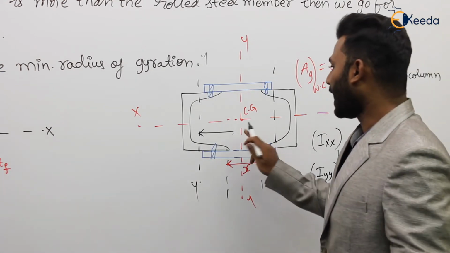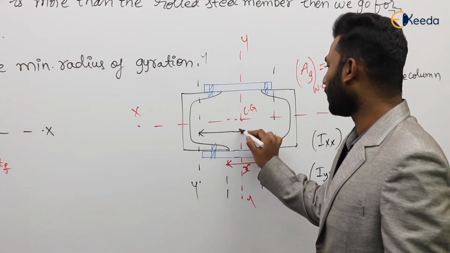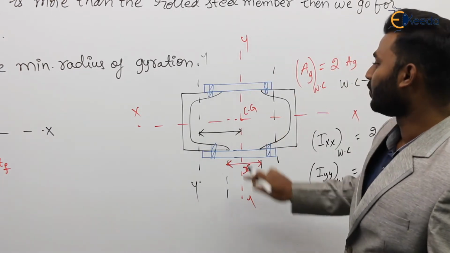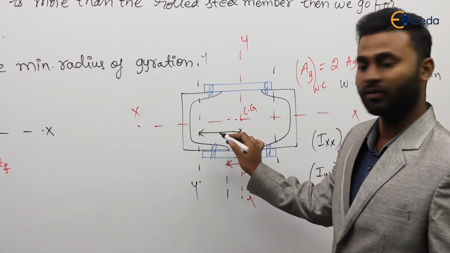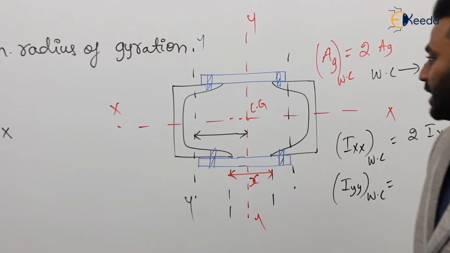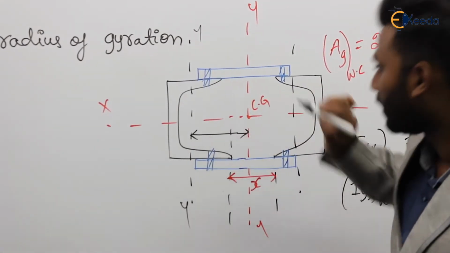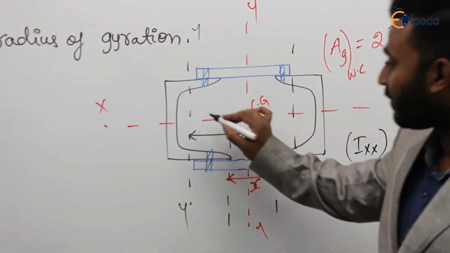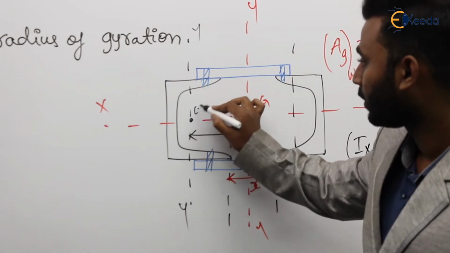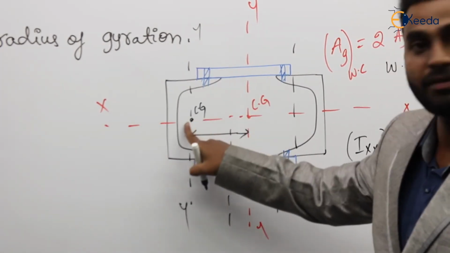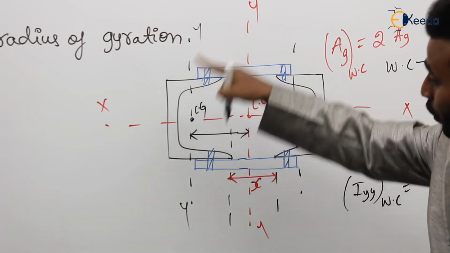Now to calculate the moment of inertia of the whole column about this YY, we require this distance. Agree or not? We require this distance. How to calculate this distance? If you observe, this distance consists of where the CG of the component lies, where the CG of the component lies, and where the CG of the whole column lies.